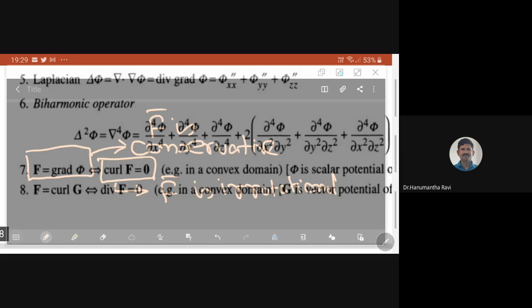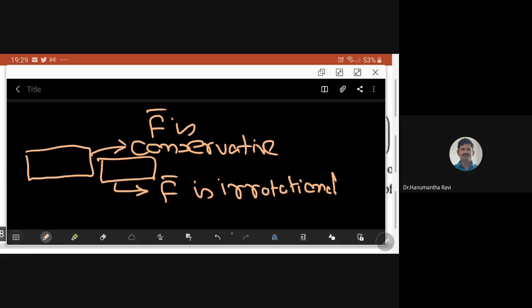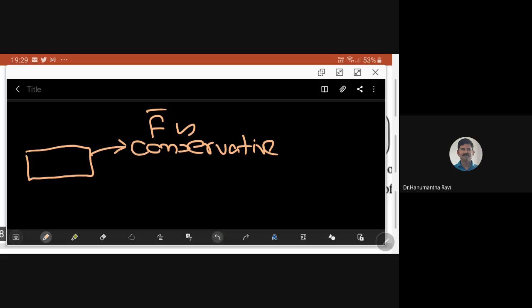They will frequently ask this question. There is a possibility. To show that f bar is irrotational, simply show that curl f bar is equal to 0. If you want to show f bar is conservative also, simply show curl f bar is 0. That's enough. That is one important thing. When you go to problems, you will face those things.